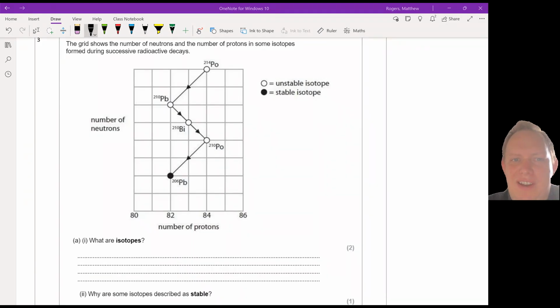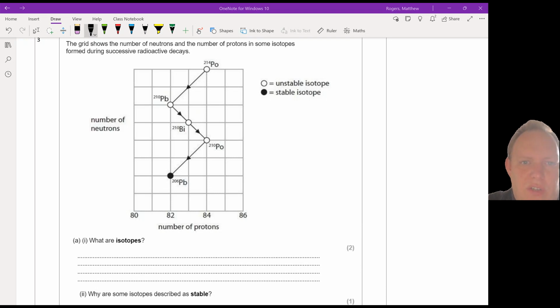This is question 3 of 5th book, Radioactivity Topic 1. It's a question that starts by showing this grid where we've got a plot of the number of neutrons against the number of protons for various different isotopes. So you can see it labels some as unstable and one at the end as stable isotopes. And the first question is, what is an isotope?